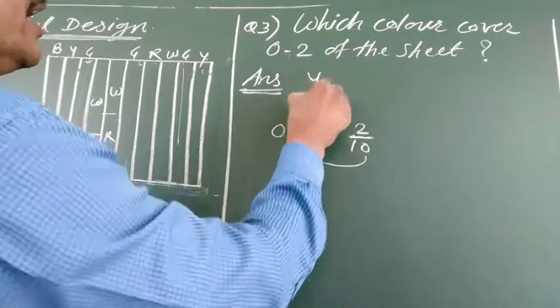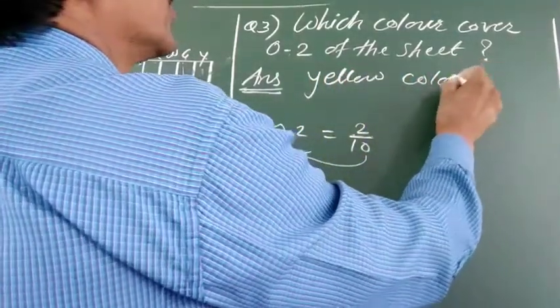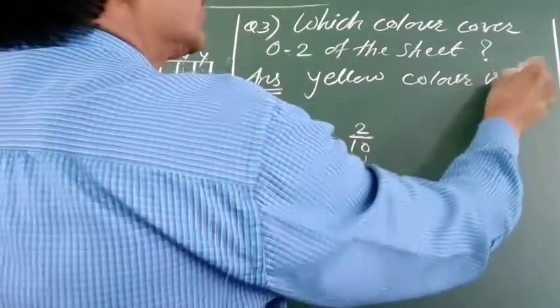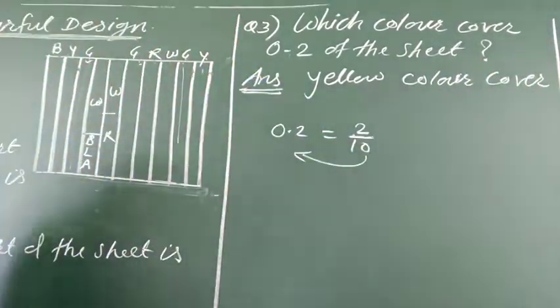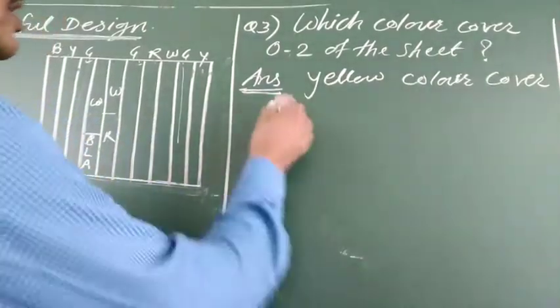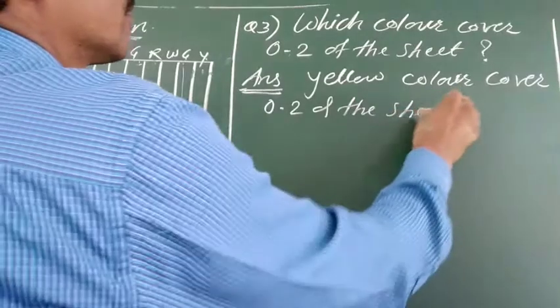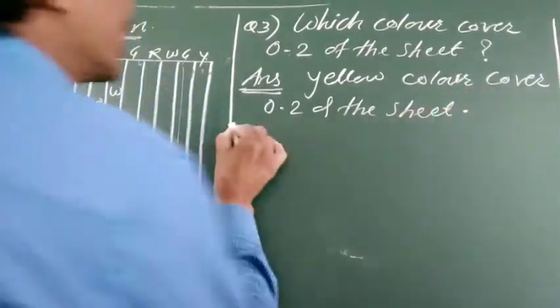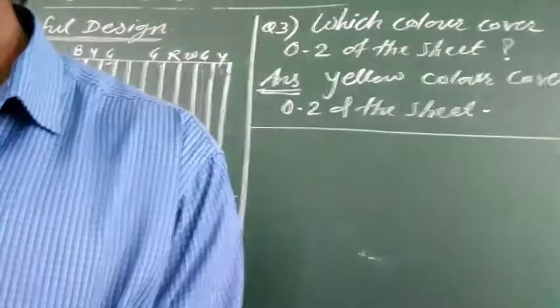So what you can write? Yellow color covers 0.2 of the seed. Okay. Now next question देखिए. इसी पार्ट का नेक्स्ट क्वेश्चन है बेटा.